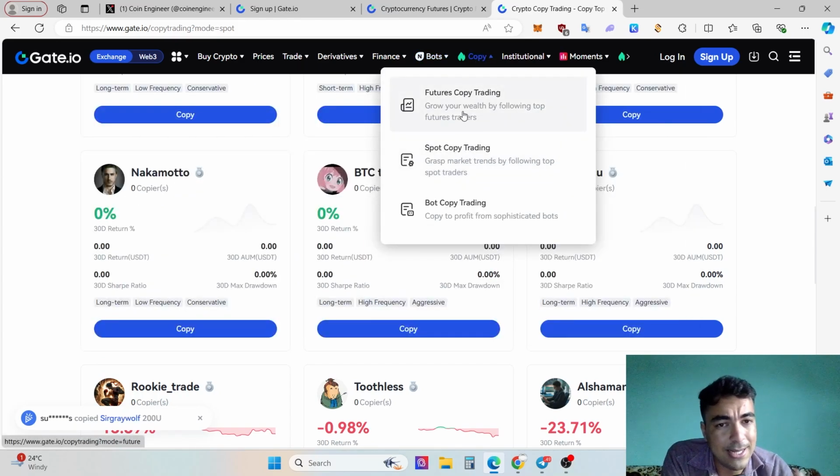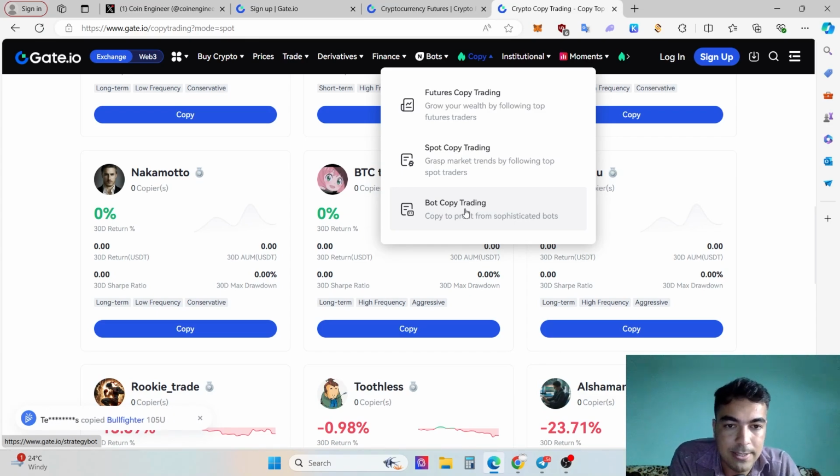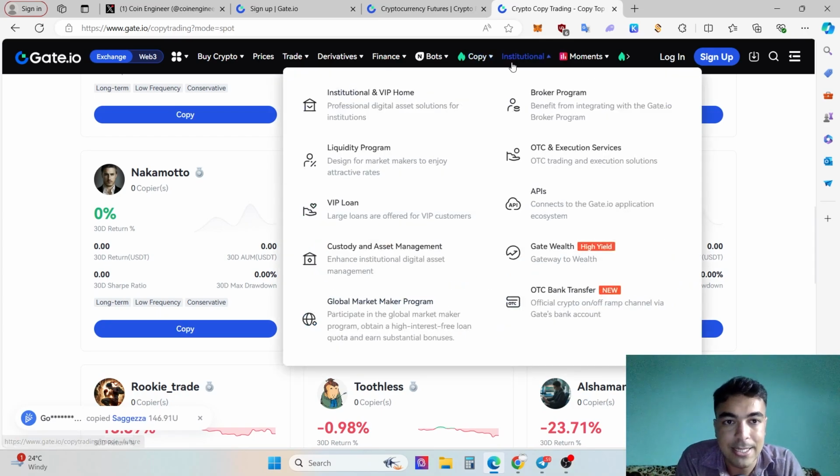Futures copy trading is the same, just click copy, put in the amount, yes. You will just present a little bit of amount to traders. And bot copy trading, you can use sophisticated bots to copy and profit. I mean, the bot will copy instead of you. That's it.